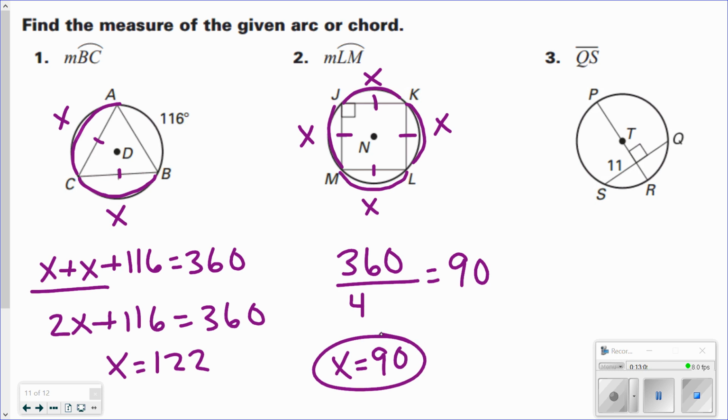And our last one, QS. So QS is here. If you look at your diagram, we notice that we have a diameter here that is perpendicular to this chord, meaning it's a perpendicular bisector. So if this segment is 11, that means that this segment is also 11. So what is the length of QS? It would be 22.